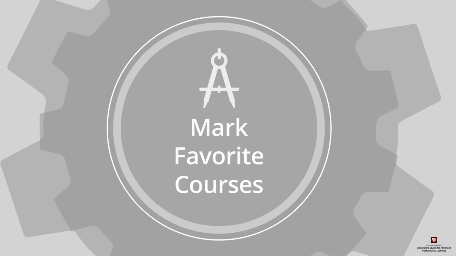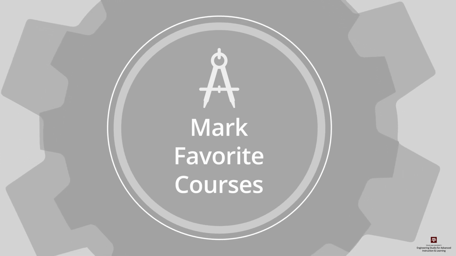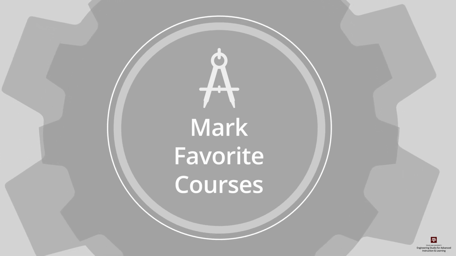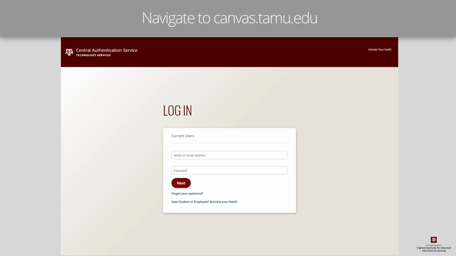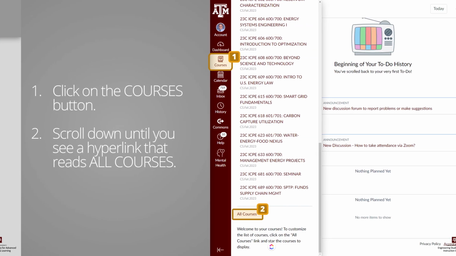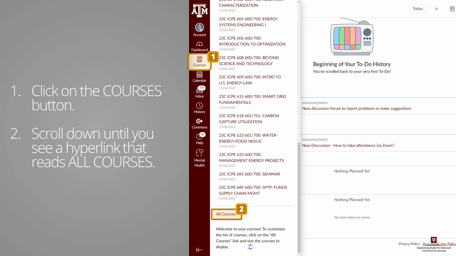Let's mark your favorite courses and unmark the ones you don't need so that you can keep them handy and remove clutter from your dashboard. Let's go to Canvas and check your merged course. In your browser, navigate to canvas.tamu.edu. Step 1. On the left menu, click on the Courses button.